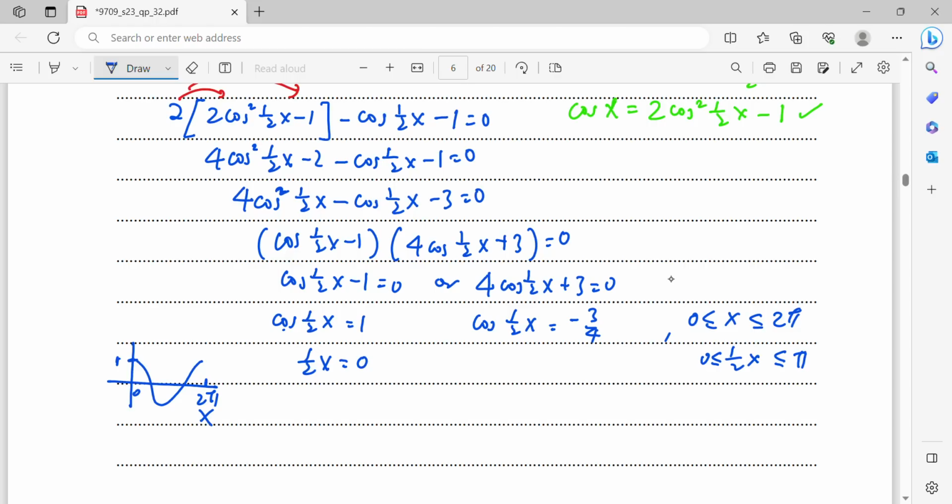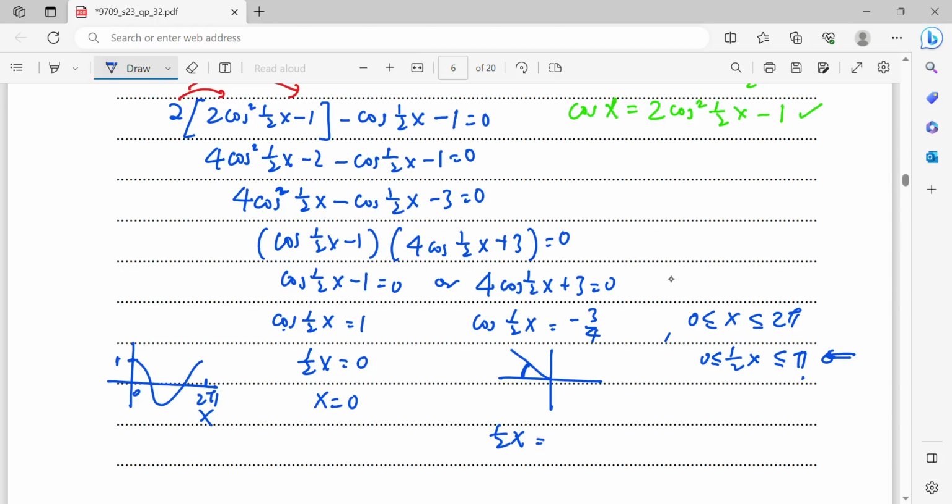Alright, so that means your x will be 0. Now, for the next one, still the same. Because the cos is negative, it means that it will be in the second quadrant due to this interval. So when you use the calculator, half x is inverse cos 3 over 4, right? Make sure you leave your answer in radians.